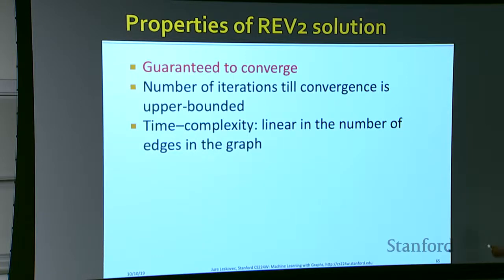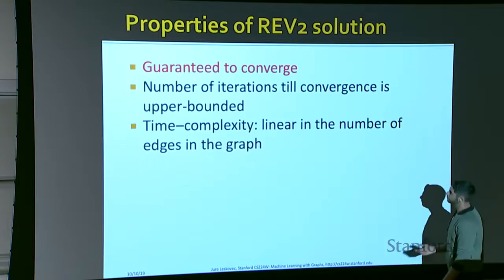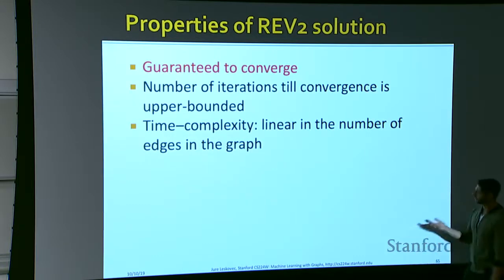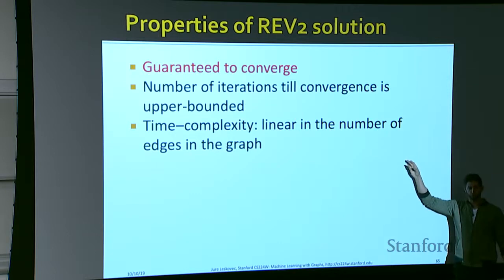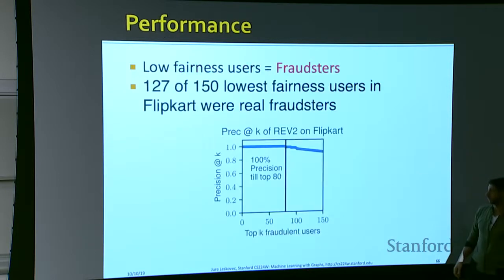So nice properties, first of all, this is guaranteed to converge. One of the reasons is because we are working on a bipartite graph. I will put a link to this paper in our suggested reading so that if you're curious, you can see exactly how this has been proved. The number of iterations till convergence is upper bounded, so another very nice property. And the most important is the fact that the time complexity is linear in the number of edges in the graph, okay? So this is something that is definitely possible to apply on a real world graph.